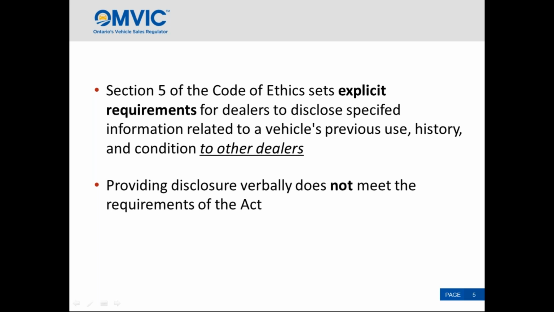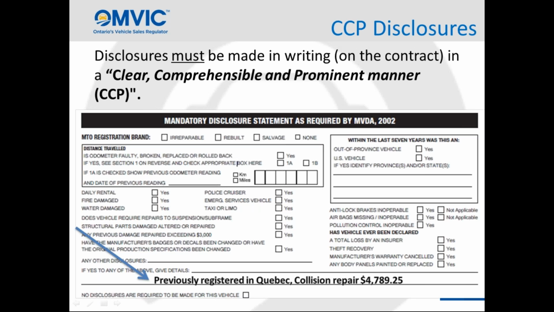The information pertaining to wholesale disclosures is actually located in Section 5 of the Code of Ethics. Very similar to the retail disclosures that you're very familiar with, but it differs very slightly, and we're going to get into the differences between retail and wholesale disclosures further into the presentation. Note when we're talking about disclosures, again, similar to retail disclosures, providing these disclosures verbally does not suffice. All of these disclosures must be made in writing on the wholesale contract. And what you're looking at right now is actually the bottom part of the UCDA's wholesale bill of sale.